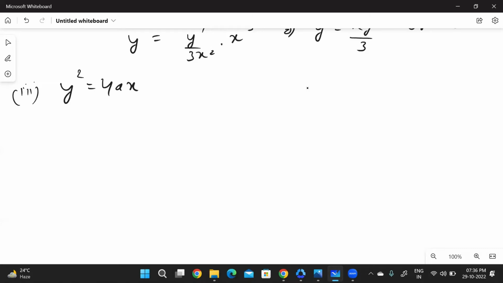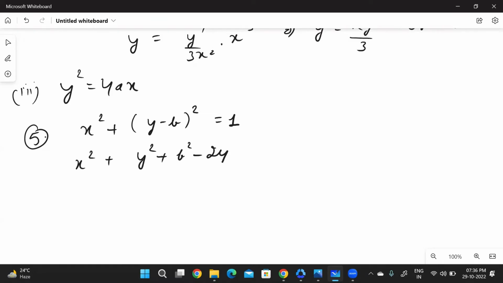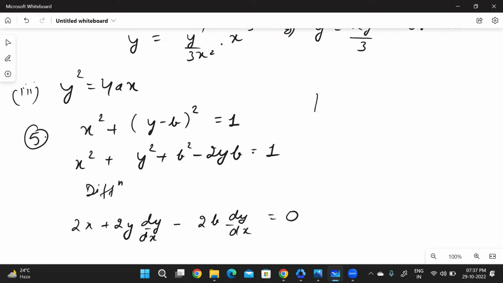Next, we have the fifth question, this was the one that you got wrong. This was x square plus y minus b to the whole square equals 1. Let's do it your way now. First what you did was open the bracket. So y square plus b square minus 2yb equals 1. Now differentiate to get 2x plus 2y dy over dx minus 2b dy over dx, and here we have 0.